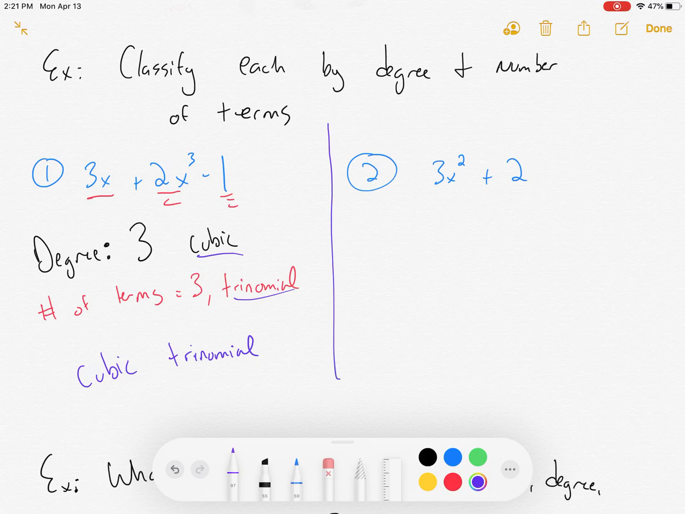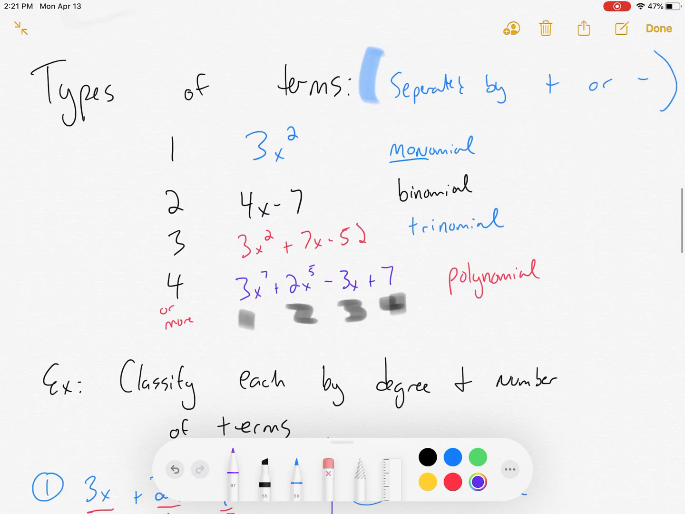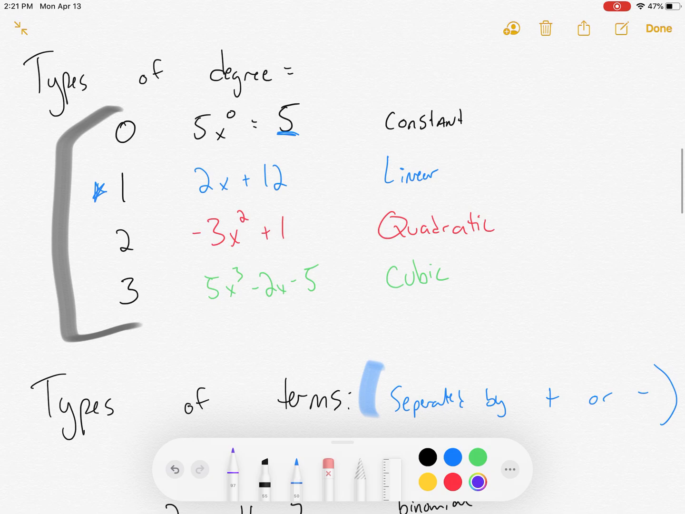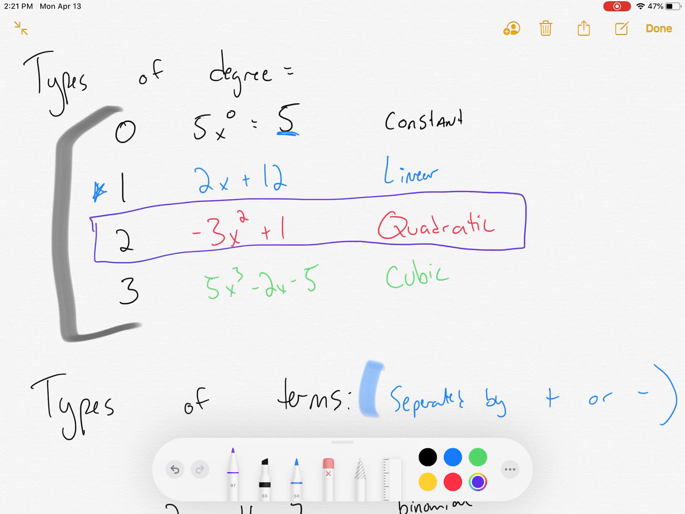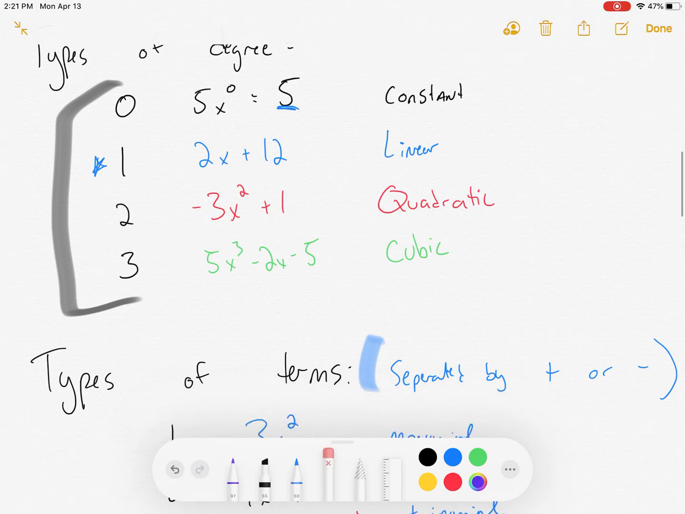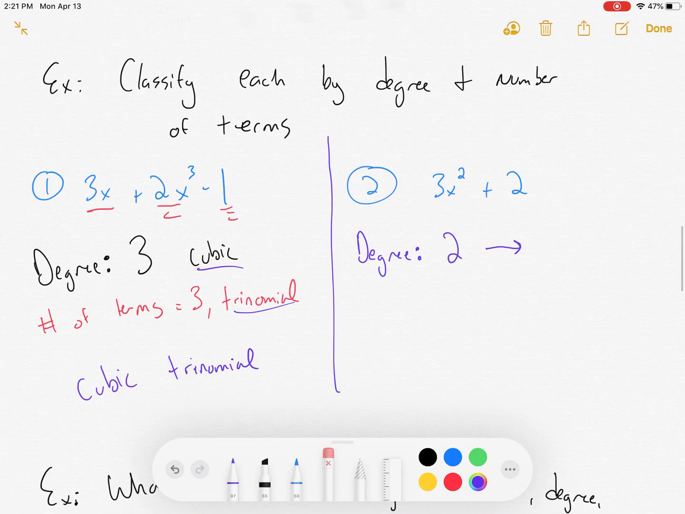Okay, so again, we need to figure out the degree and number of terms. We got to classify it by the degree and number of terms. So degree, again, is the highest exponent. The highest exponent is 2. If it has an exponent of 2 by degree, look here. Degree is 2. That is a quadratic.